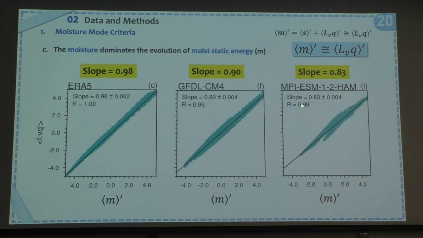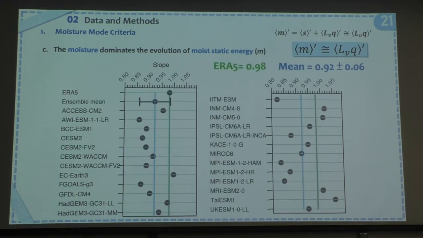But in this model, the slope is lower, which means the contribution of dry static energy to the MSE is significant. So we can look at all the model results. Some models have a slope lower than 0.85. So over here, only some CMIP6 models can satisfy this criteria.